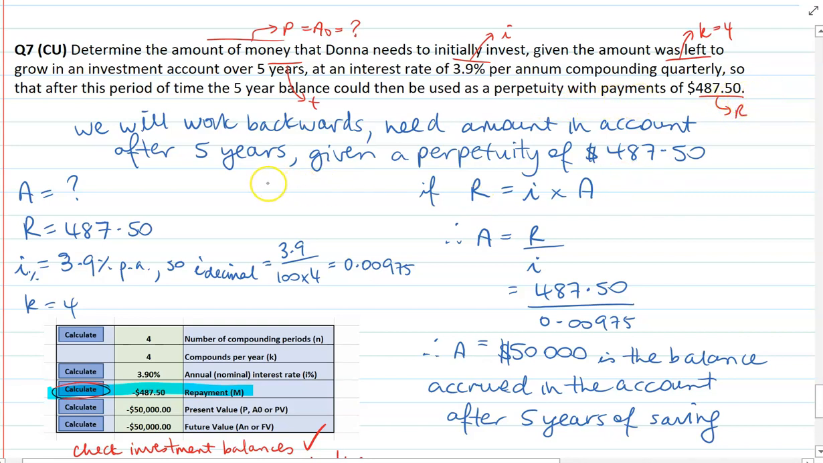$487.50. So we need to work backwards here, and to progress we need to think about what amount is going to be in the account after 5 years, given that we're drawing a perpetuity of $487.50. So if we work backwards using the formula, chasing the balance amount where I could take out $487.50 at that interest rate. So if I rearrange the formula, sub those values in, I should have found out that the amount in the account was $50,000 after 5 years of saving.